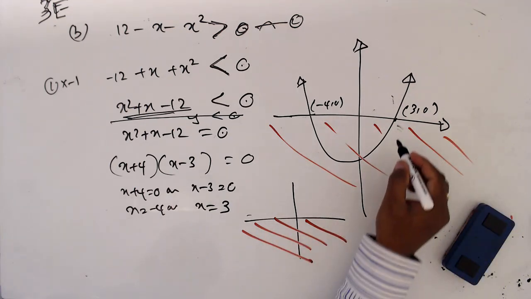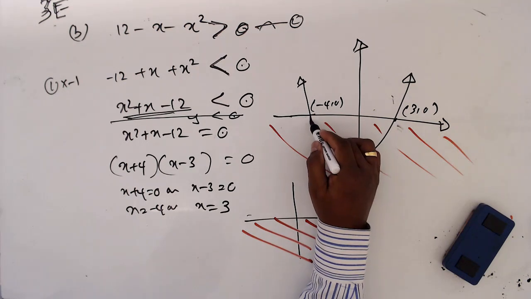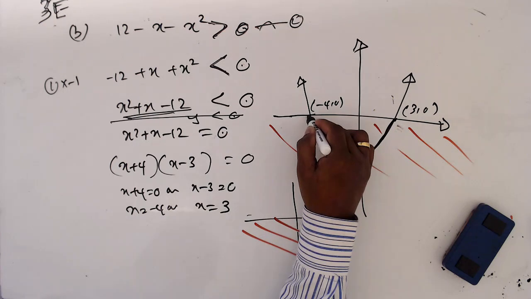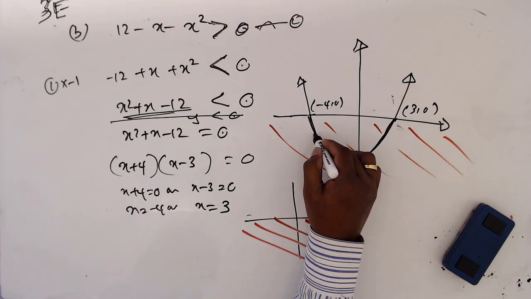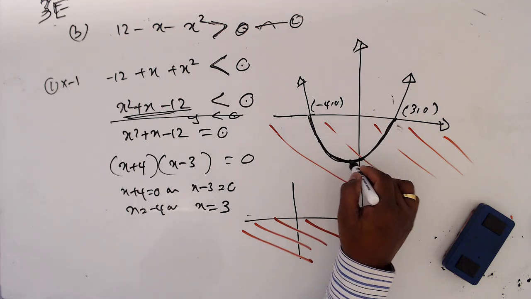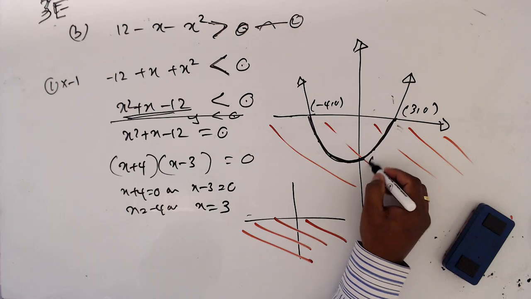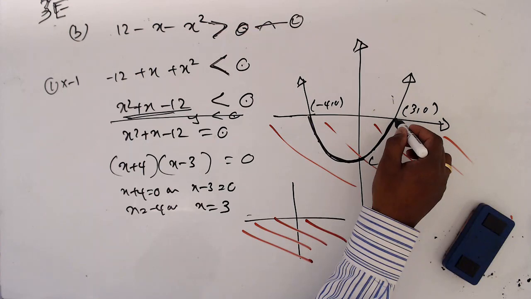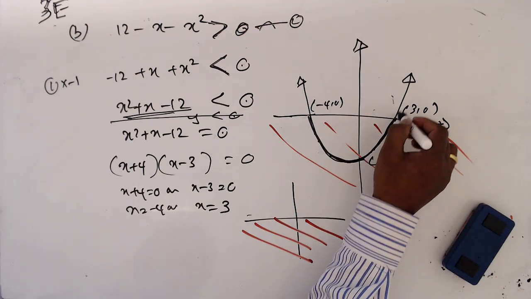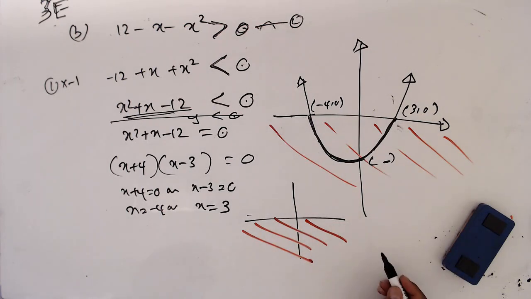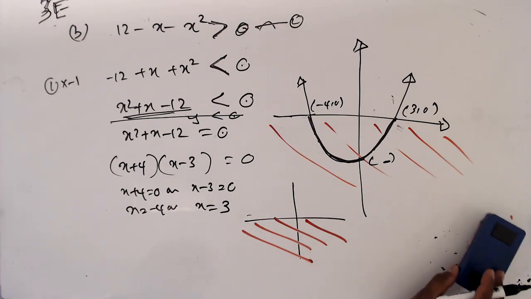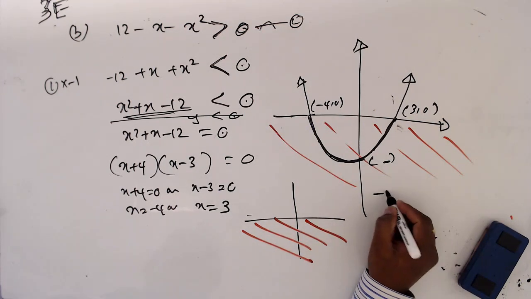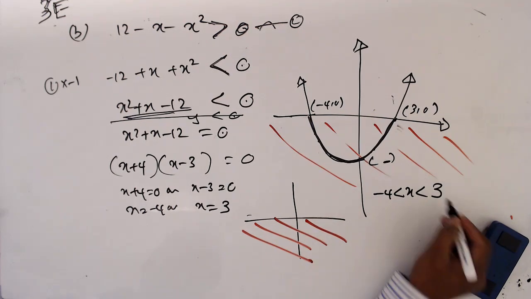Now according to the graph, this is the only area visible for y less than 0. If you take any point on this curve, you will find the y coordinate is negative, and here the y coordinate is 0. And after that, any point on this one is positive. So the matching interval is minus 4 less than x less than 3.